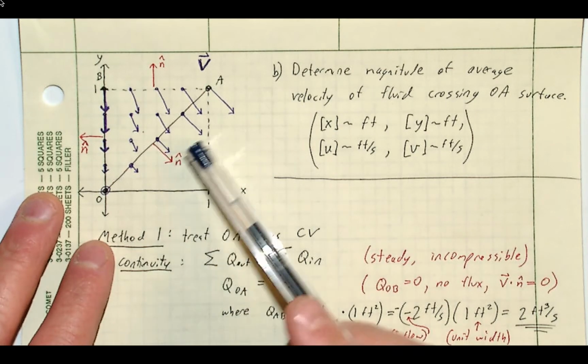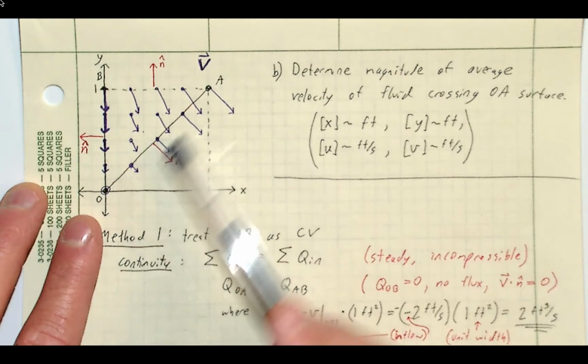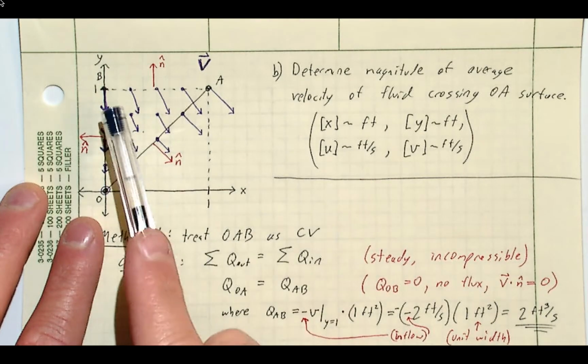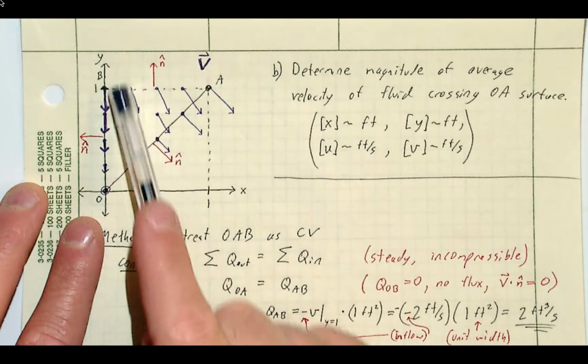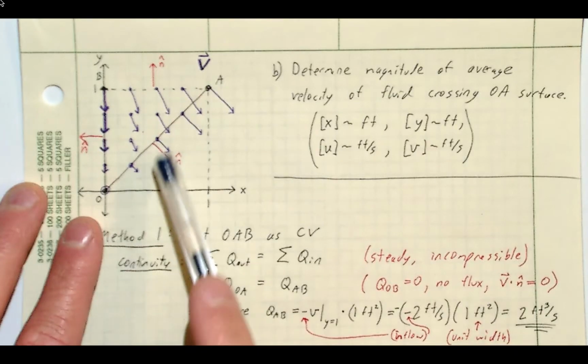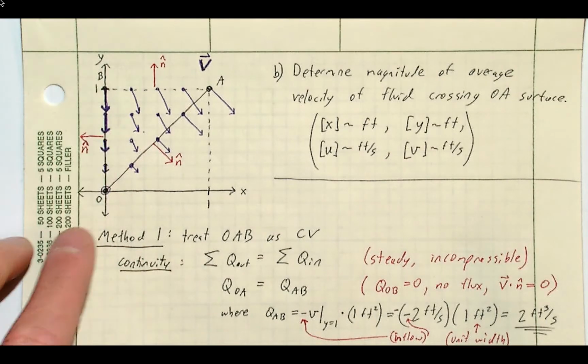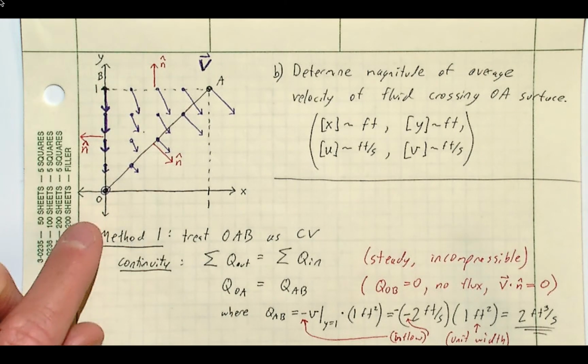The outflow is just the flow through this OA surface. That's what we're looking for in this problem. And the only inflow is the AB surface. Right? We see we have flow coming in here, flow going out there. And what about the OB, the origin to B surface?